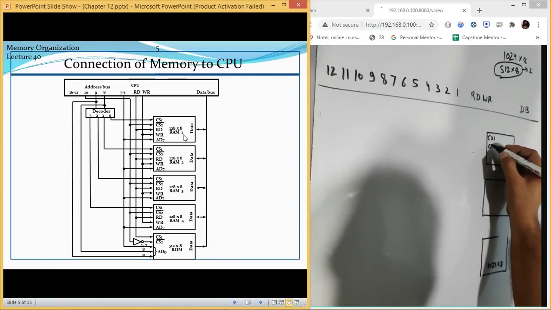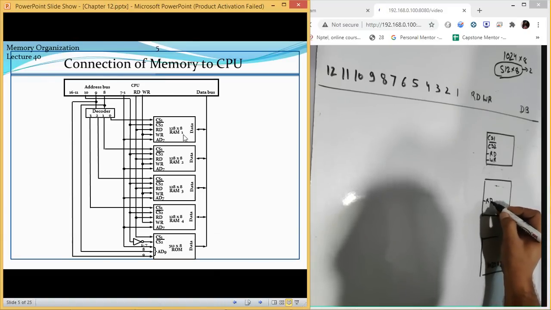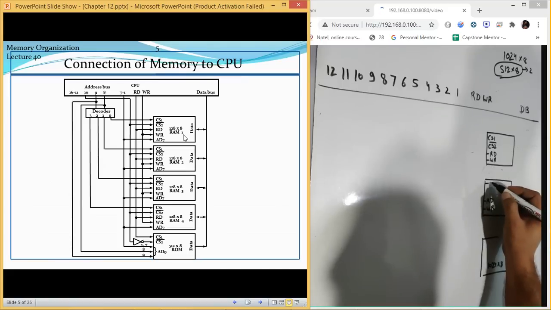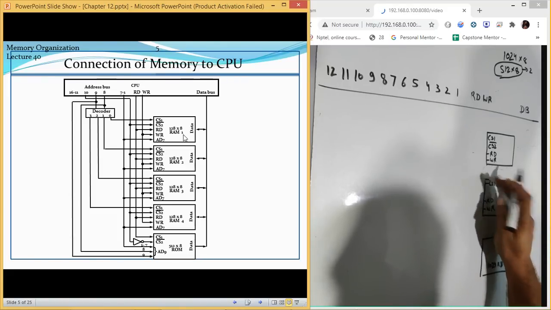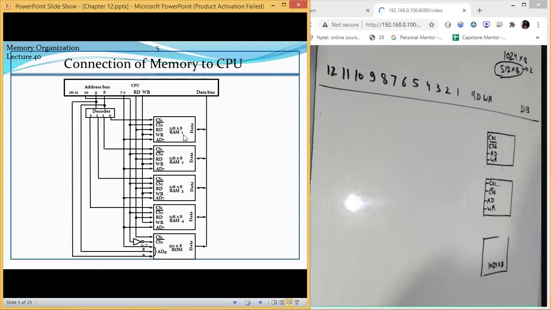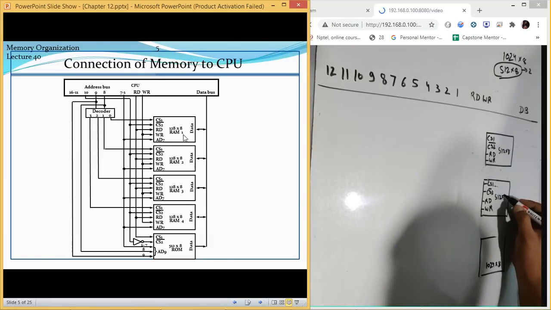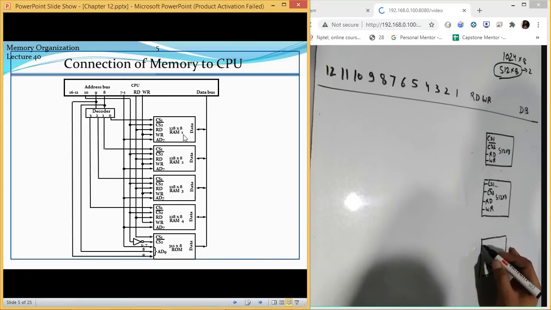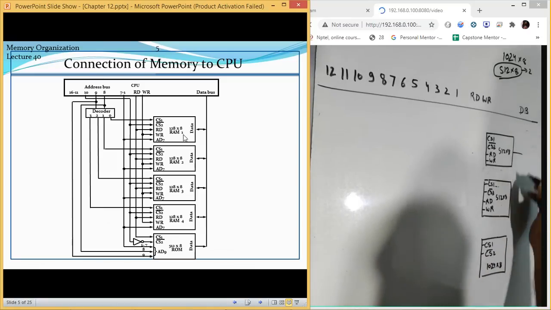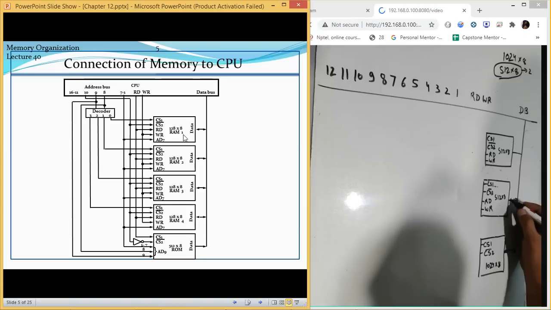CS1, CS2 bar, read and write, CS1, CS2 bar. And the size is same, 512 into 8, 512 into 8. At this place also we are having CS1, CS2 bar. Data lines are 8-bit, so they are connected like this.